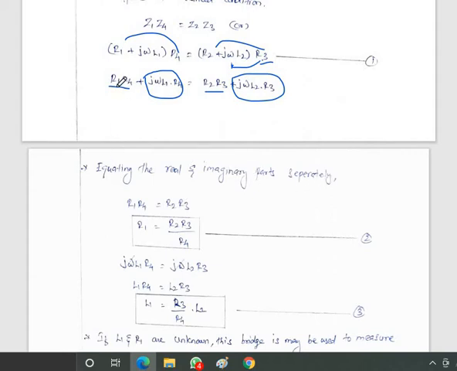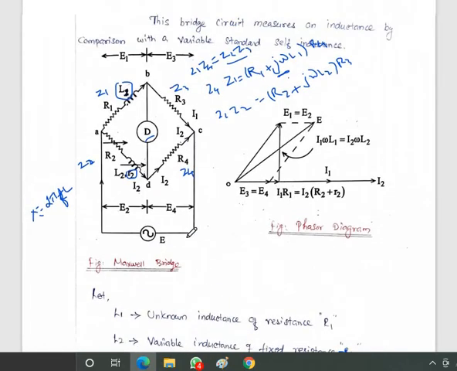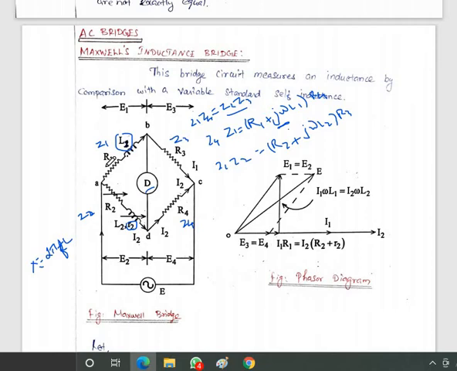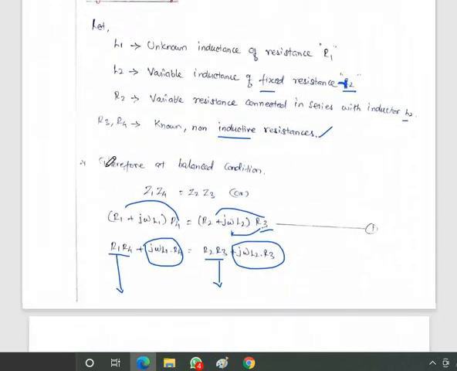First, take the real part: R1 R4 equals R2 R3. From this we can find the value of the unknown resistance R1. R1 equals R2 R3 divided by R4, so R4 comes to the denominator. This is the unknown resistance value R1, which can be easily found.